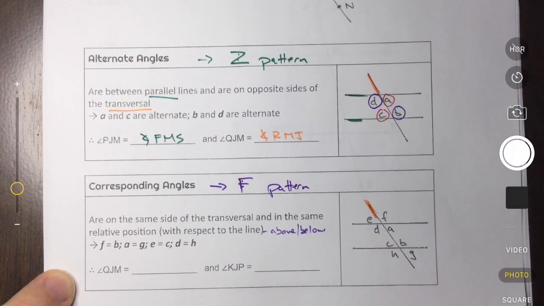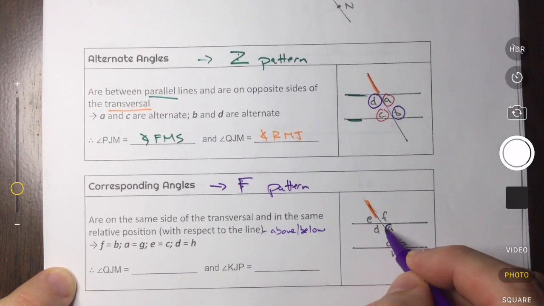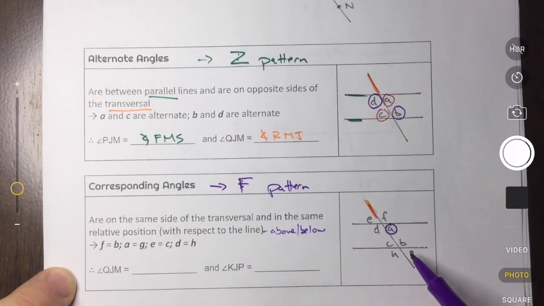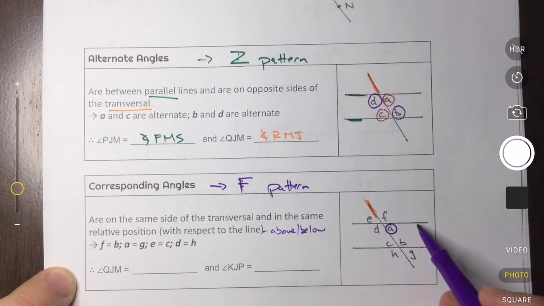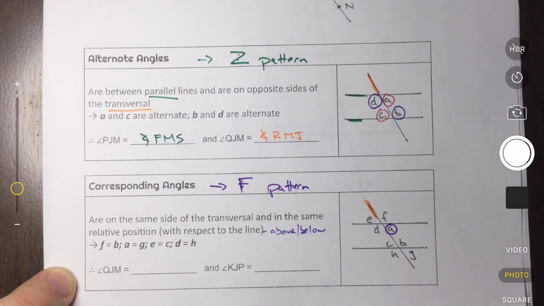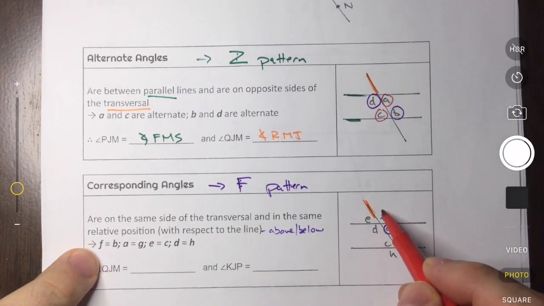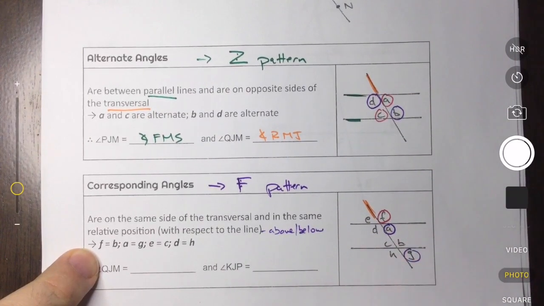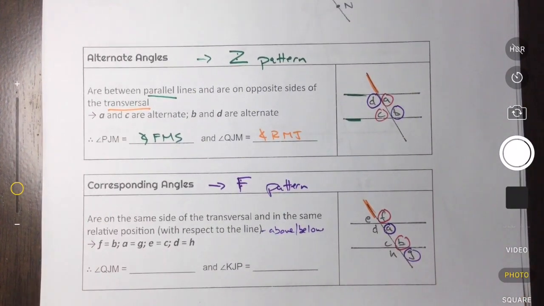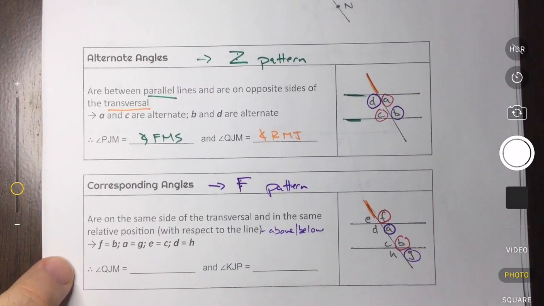So look, using that over here, I can see that angle A, because it's on the right-hand side of my transversal and below the parallel line, is going to be congruent or the same measurement as angle G, because again, it's on the right side and below the parallel line. If I take a look at angle F, it's on the right side, but it's above the parallel line, so it's going to be congruent or the same as angle B, which is also on the right side and above the parallel line. Flip to the other side of my transversal.